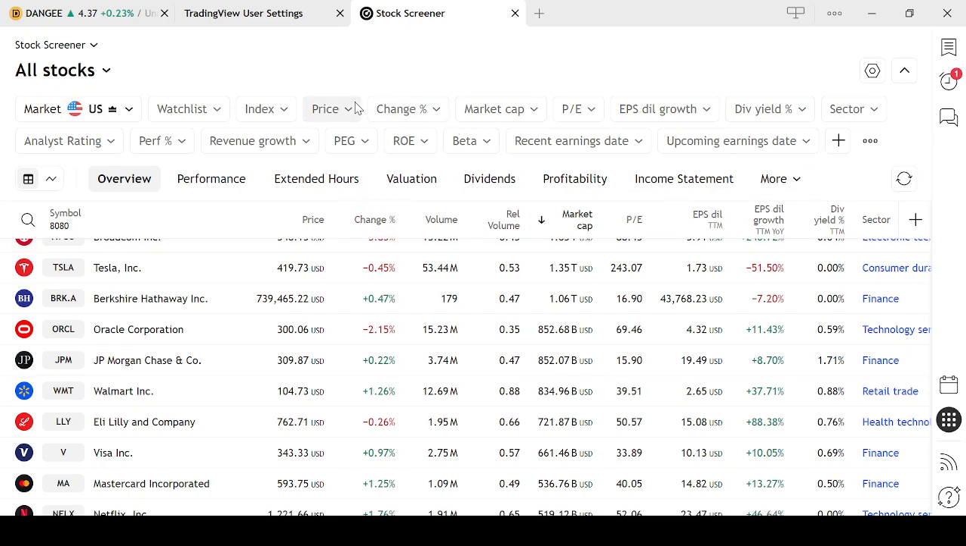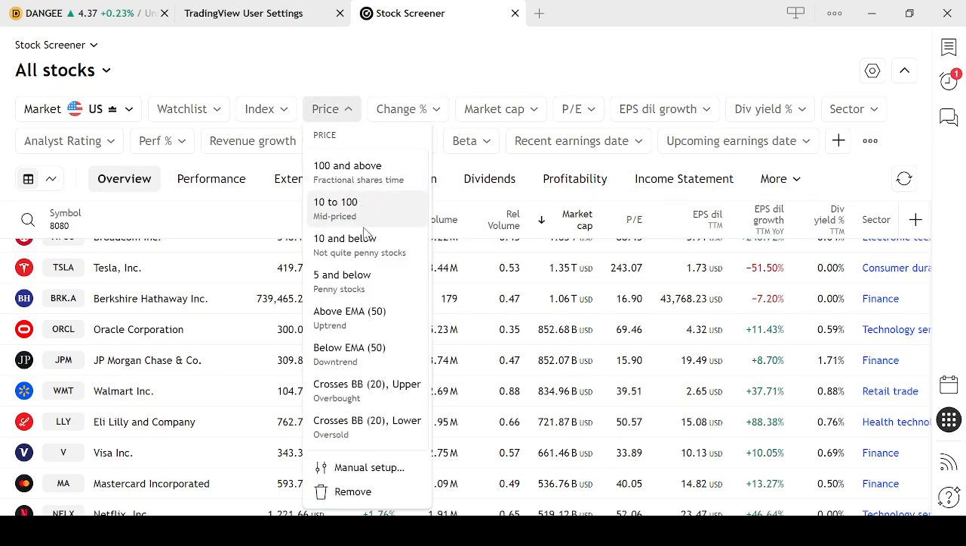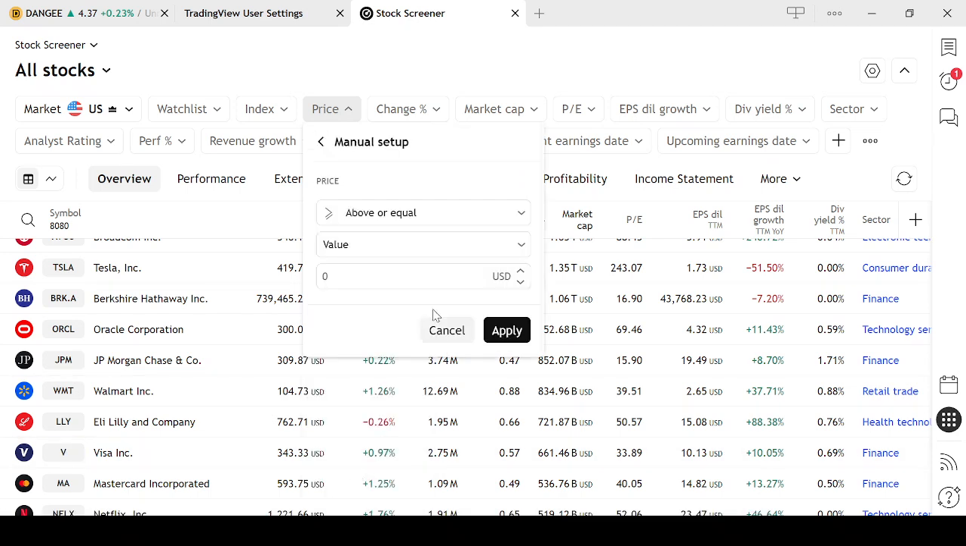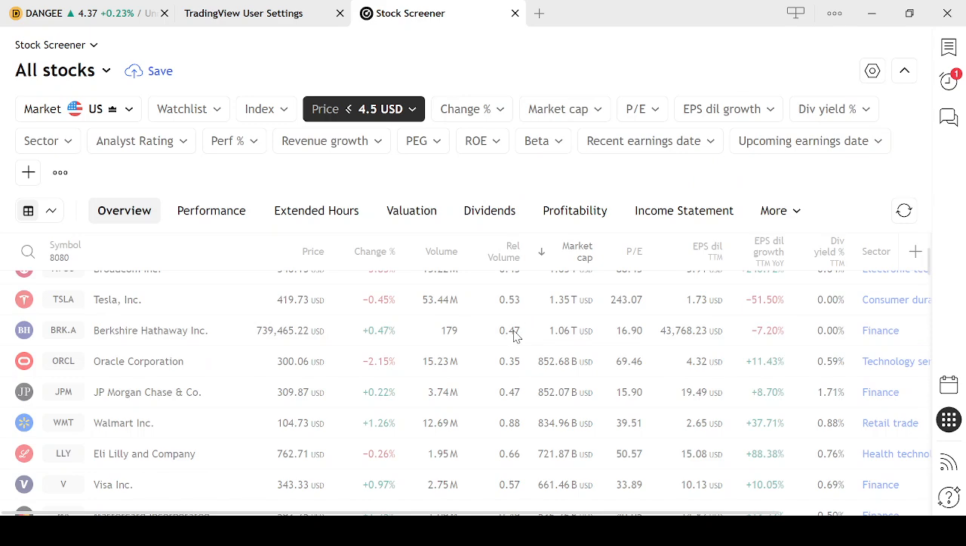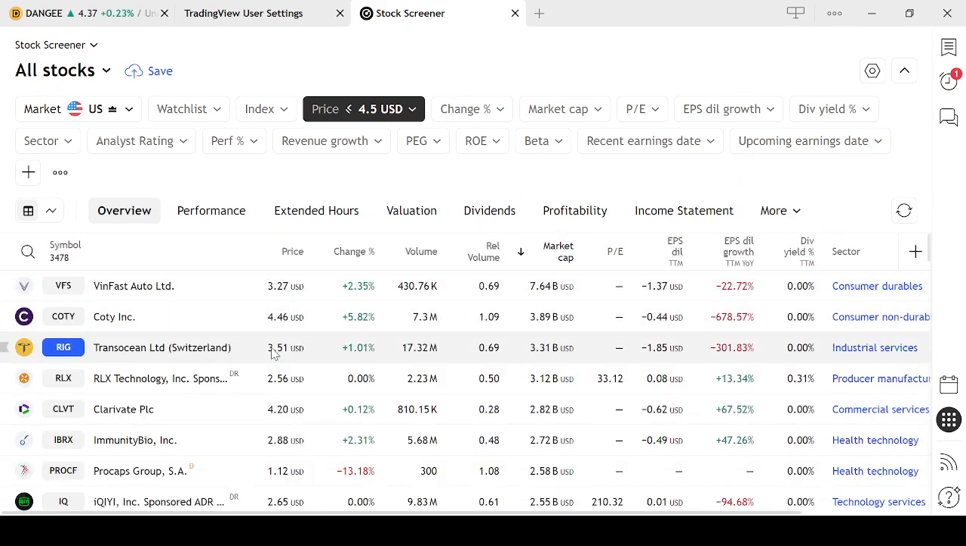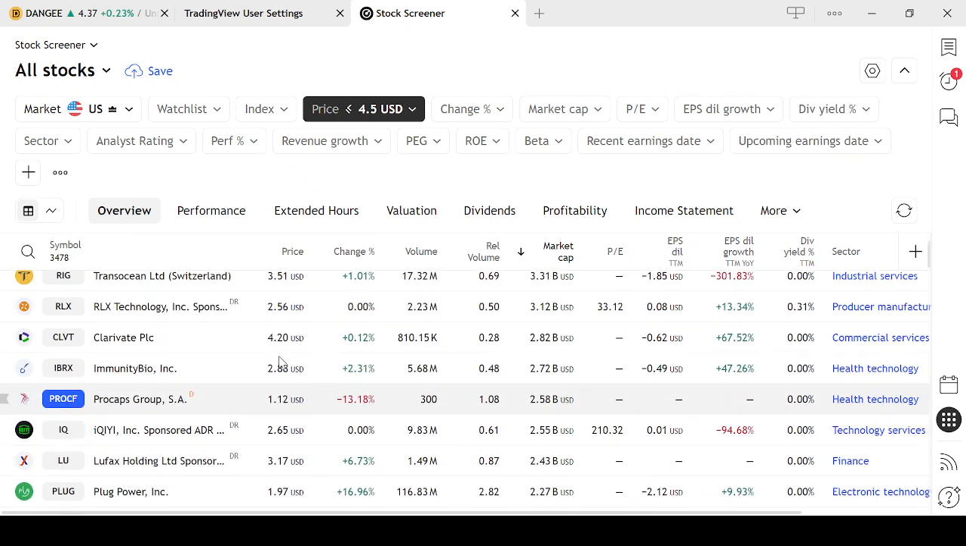The first quality will be price. You have to set it manually, between 0.5 and 4.5. These are the kind of stocks we will be looking for, between 0.5 and 1.5, that will be below or equal. To screen stocks in that range, it will show us stock prices within that range. So these are the available stocks within that price range.